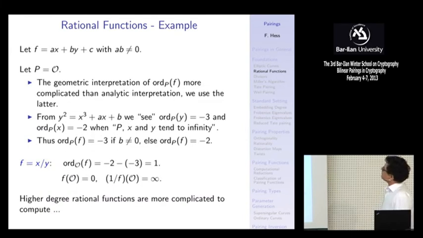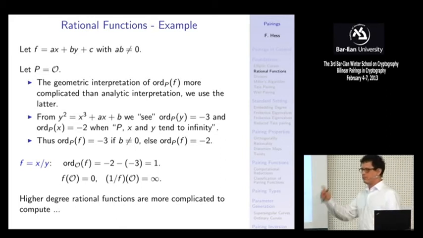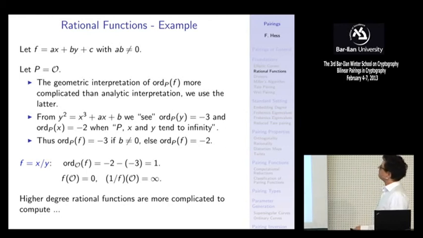Okay. So what about the infinite point? In this case, the geometric interpretation is a little bit more complicated than the analytic one, because it's not quite clear where this infinite point is when we just draw an affine picture. So it's sometimes more useful, I find, to go to the analytic interpretation and look here. So what does it mean?